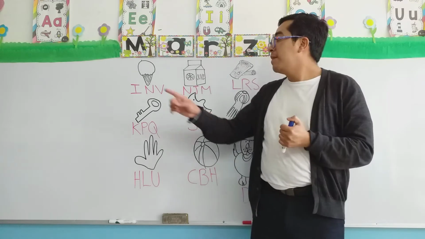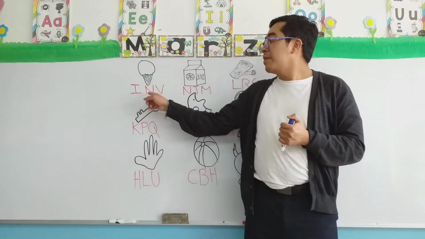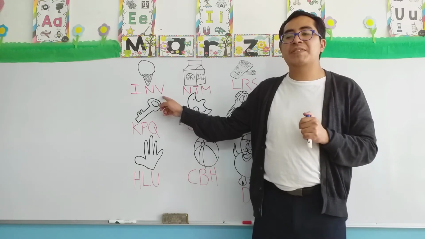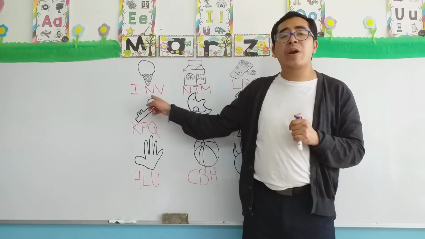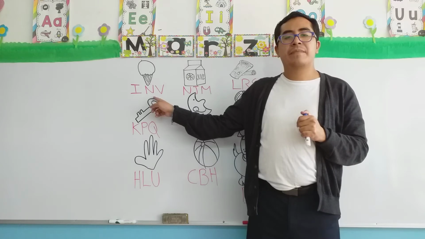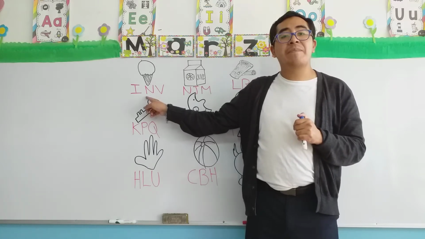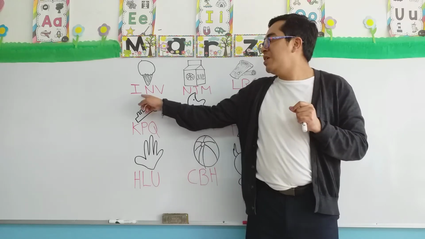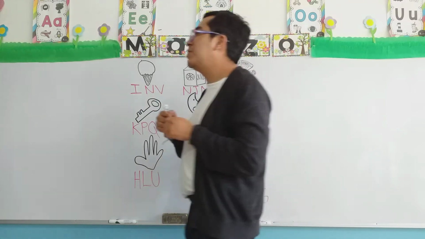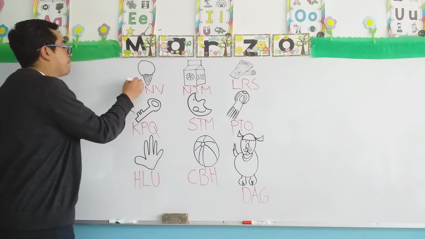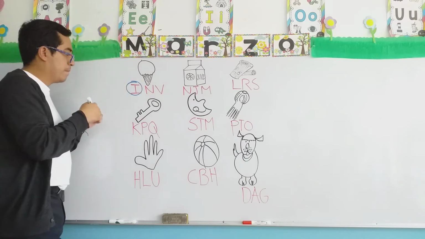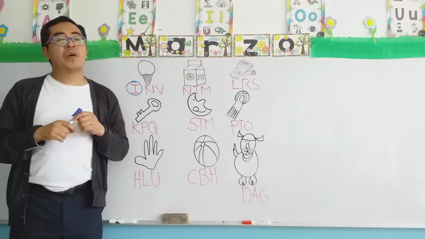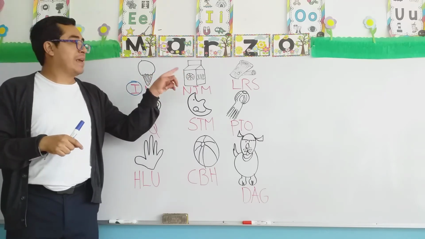Ice cream. I, N, or V, which is a letter we haven't seen. So with I or N. Letter I, because that's the clue. Ice cream. So this is the correct letter we have to circle. Let's continue with the second object. First of all, what is it? ¿Qué es?